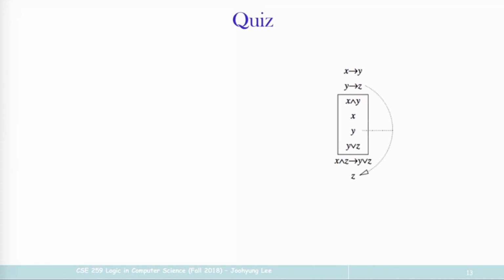But it's actually wrong. Okay. Now, what about this? So you have x implies y implies c, and then you have a box. And the box has x conjunction with y, and then you eliminate x and y, so you get y implies c, and you get this and z. Okay. What is the mistake?